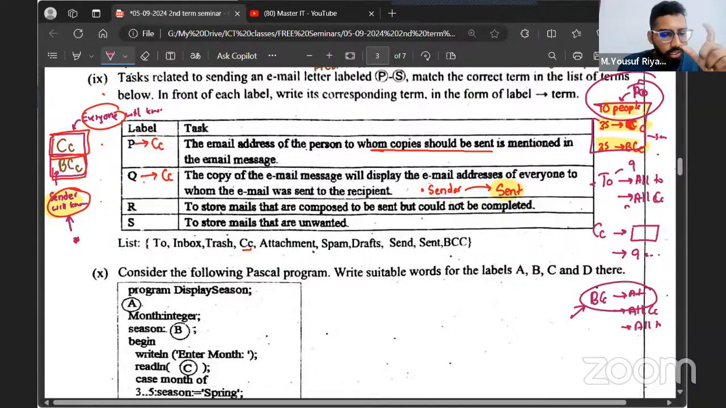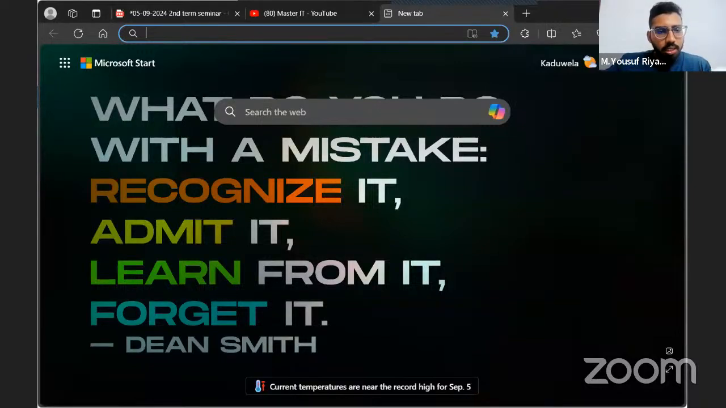The most suitable answer there is the sender, but they are not given the word sender. They are given sent. Sent is a section. It's not sender, or it should be from. In your email, there's a section called from. If you take my email, I'm pretty sure your emails don't have this section, but in my email I have this section called from.